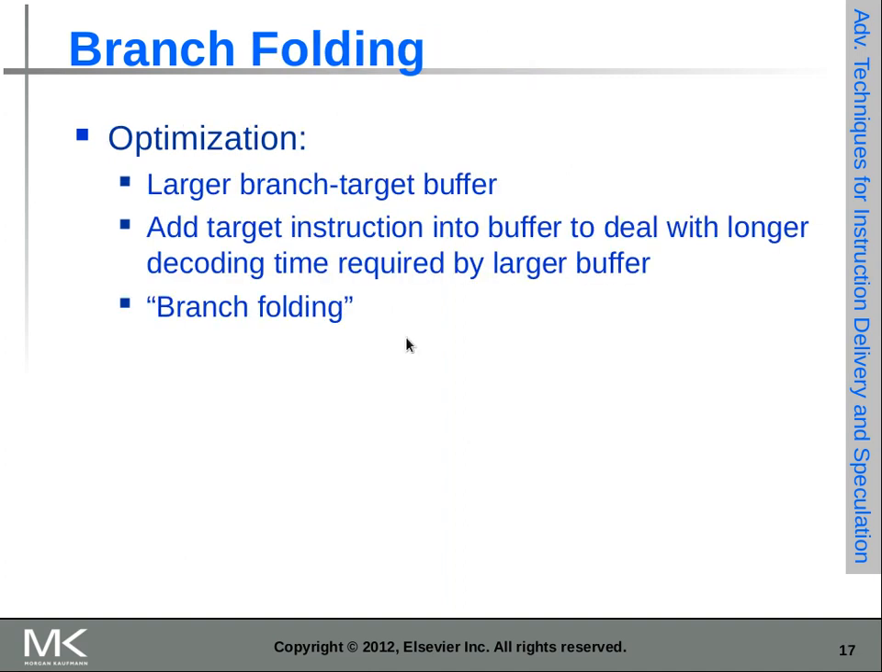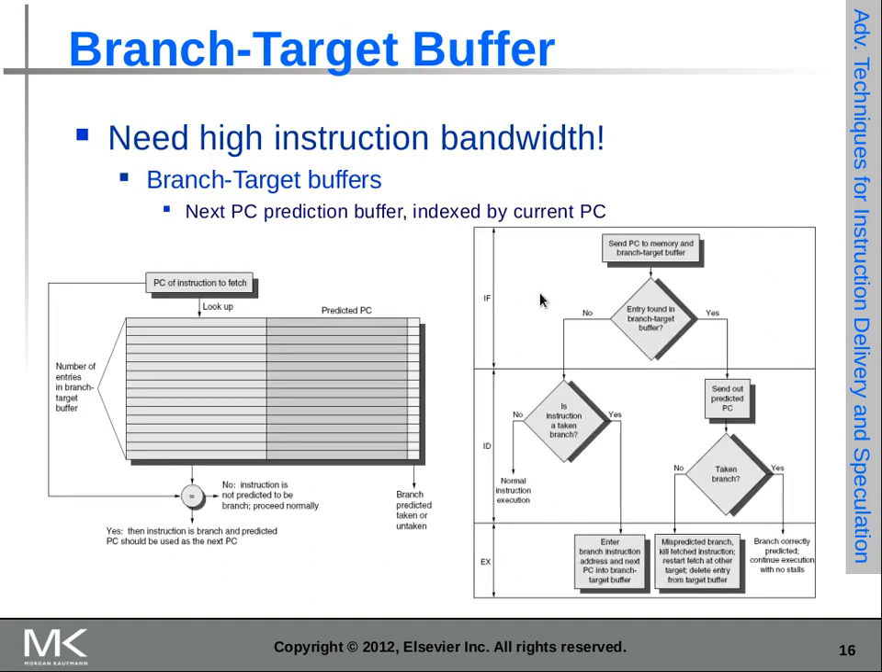Lastly, it's called optimization: larger branch target buffer. Add target instruction to buffer to deal with longer decode time. In other words, you have the lookup, you have the predicted PC, you have the branch, and then you have the first instruction that's executed at that location. That way, it can just start executing that instruction right afterwards while it's still trying to load it from memory.